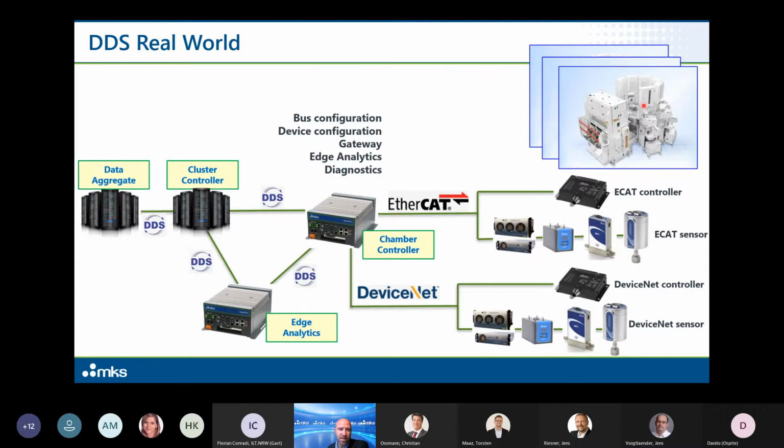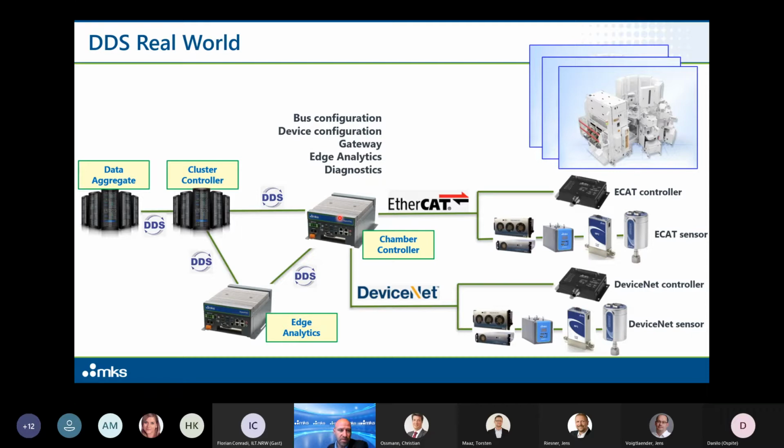In a semiconductor environment, we have multiple process chambers running their application. We have a myriad of MKS and non-MKS devices communicating over multiple field buses. In this example here, we have EtherCAT and DeviceNet, as you can see. I'll discuss this a little bit later, but those two different field buses are being integrated into the same central controller here called the chamber controller.